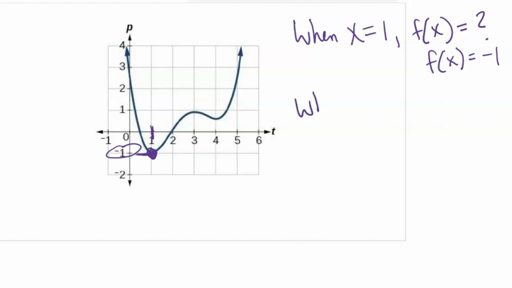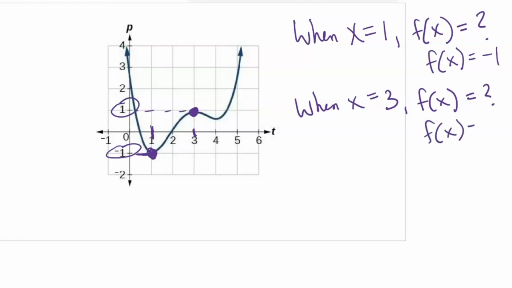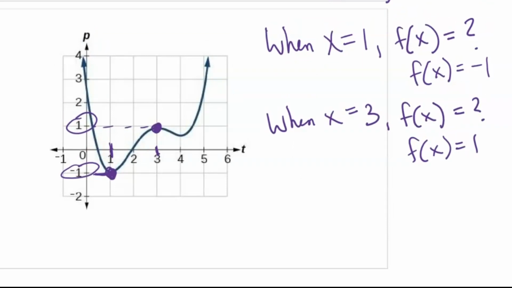And then let's do another one. When x equals 3, f of x equals what? So find where x is 3 right here. So on the graph, I'm just going to pretend it hits that line. It's not exact, but let's just say it is. So then we would say f of x, or our y value, would be 1. So when x is 3, then f of x is 1. So there's just a couple examples of how to identify x and f of x on a graph.